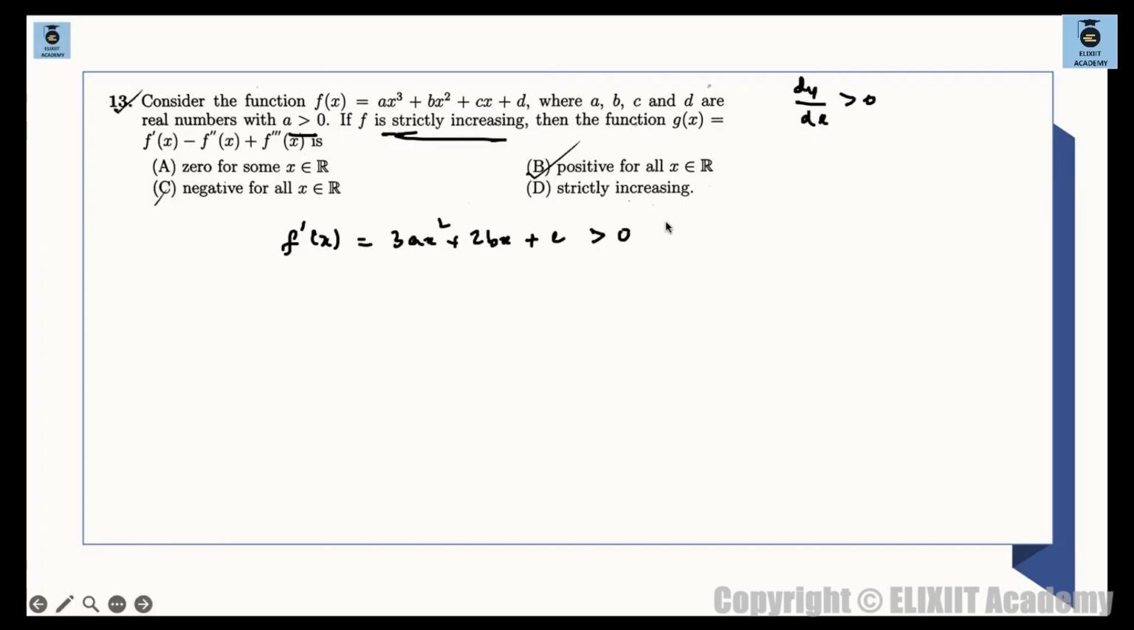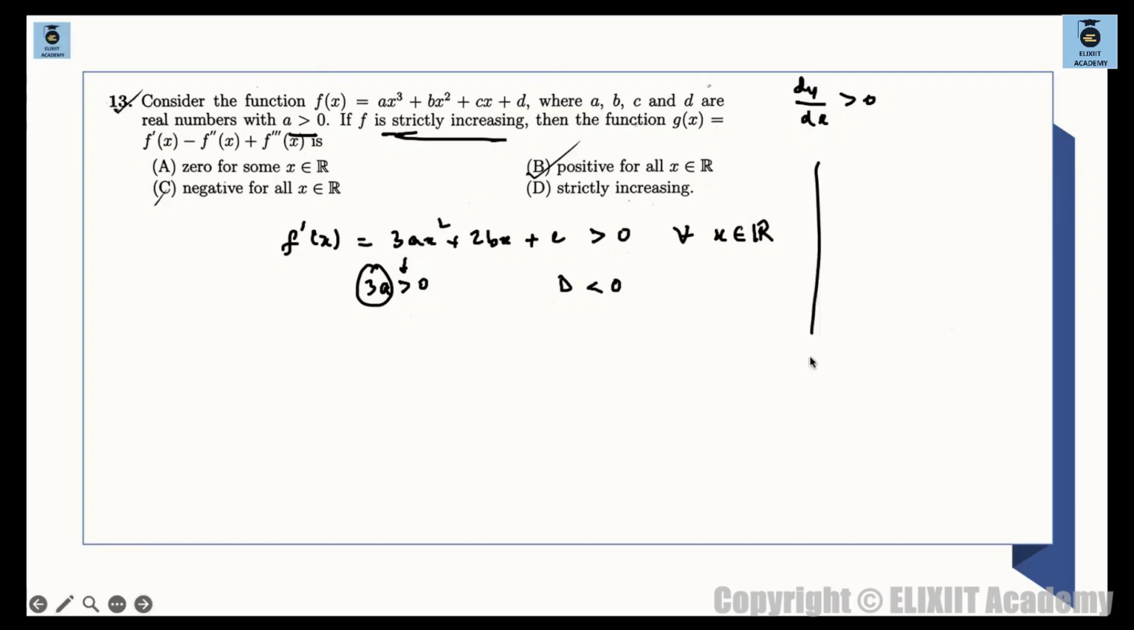This will be greater than 0 for all x belongs to R. Now f dash of x is a quadratic quantity, which is always positive, and whose leading coefficient is also positive. If a is positive, 3a is also positive. So when a quadratic is always positive with its leading coefficient positive, clearly d must be less than 0.